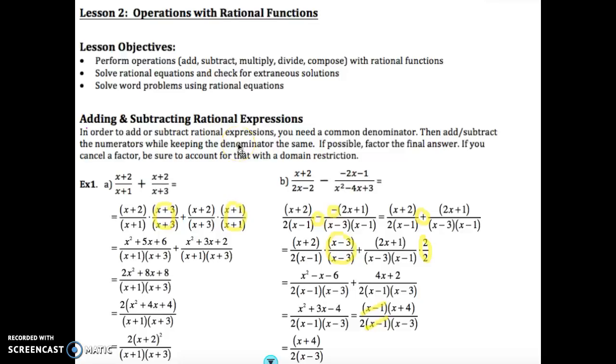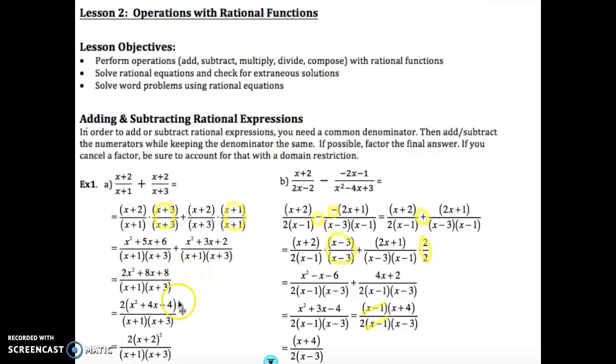The key thing when adding these rational expressions together is that we need to make sure that we get a common denominator. And the way that we do that is we multiply each expression by some form of the number 1. So in the first instance, we're going to represent the number 1 as x plus 3 over x plus 3. And in the second instance, we're going to represent it as x plus 1 over x plus 1. That allows us to get two expressions that have identical denominators, you can see here and here. And then we just simply go ahead and add the numerators together.